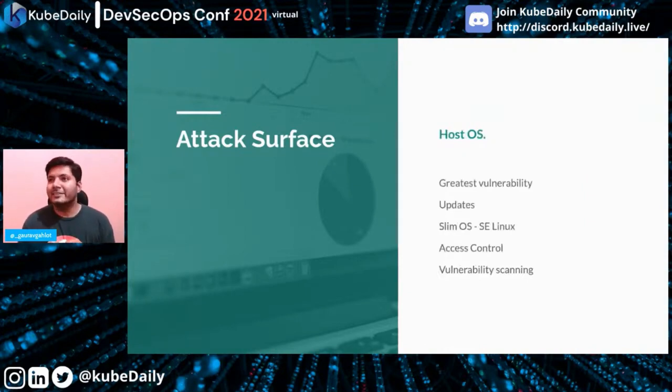HostOS, I think this is the biggest, and it has always been the biggest vulnerability area, whether it was before VMs or containers. This is the bare bones slide. We are talking about the server where your application is running. We have your hardware, your kernel, and your HostOS, which is basically running your containers. So this is the biggest area.